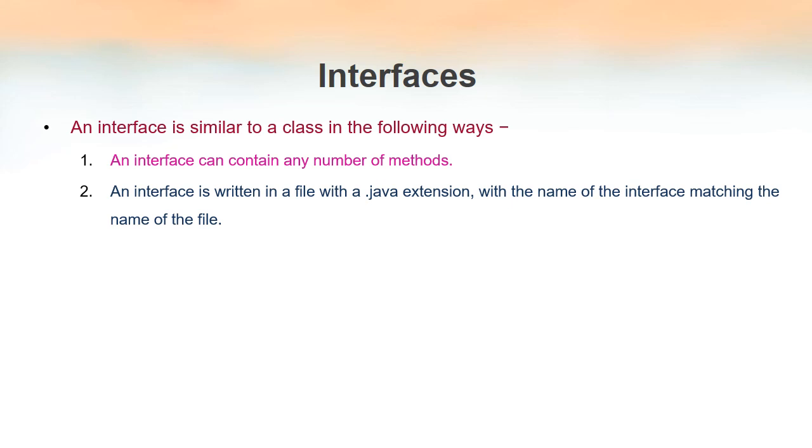When we write a Java program also, we'll be writing a class inside a file and we'll be saving it with a .java extension. An interface is also saved with a .java extension.